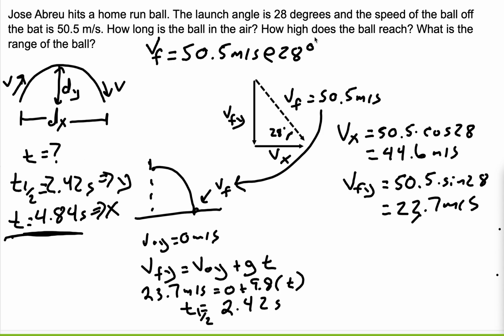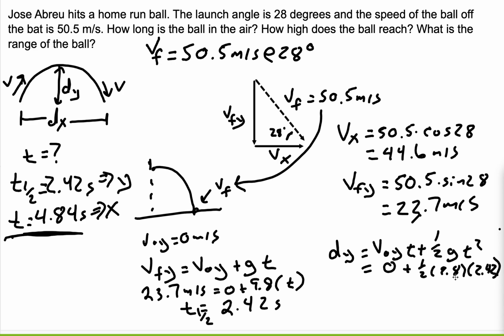Now for how high does the ball go? Because that's in the y direction, we're going to use this half time, 2.42. So we'll use this equation, dy equals voy t plus 1/2 g t squared. We don't even have to do algebra. That's going to be 0 plus 1/2 times 9.8 times 2.42 squared. I can't write units because I didn't give myself enough room. I'm sorry. I just plugged that into my calculator.